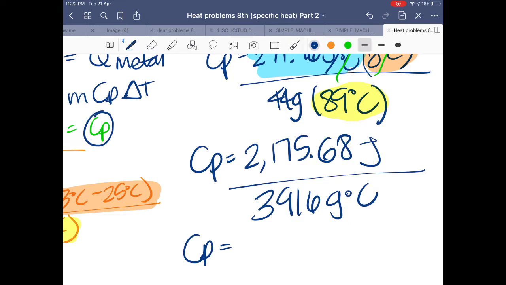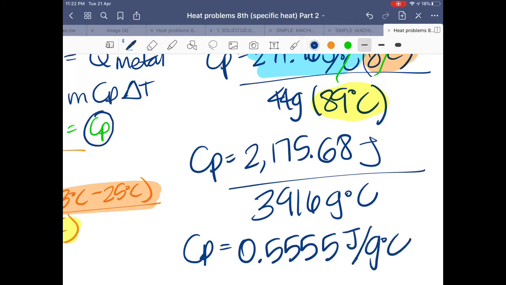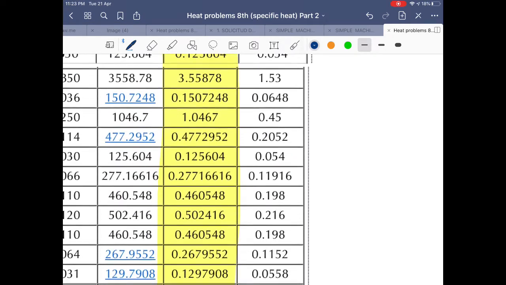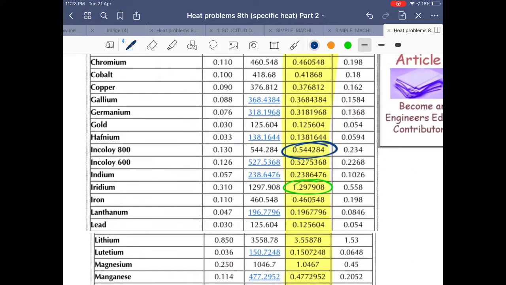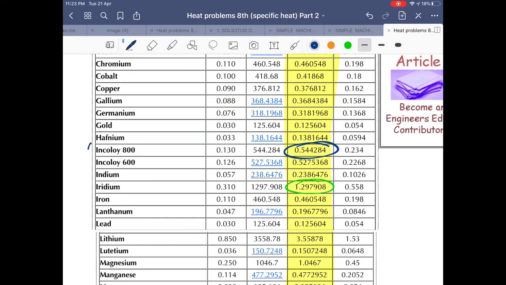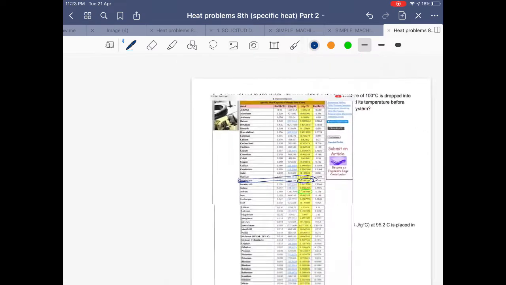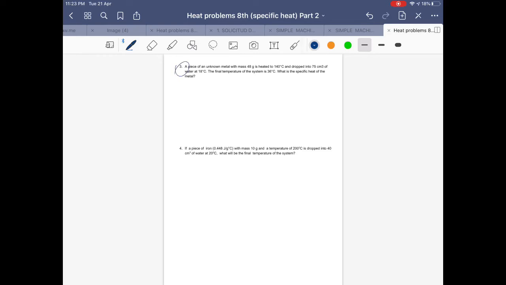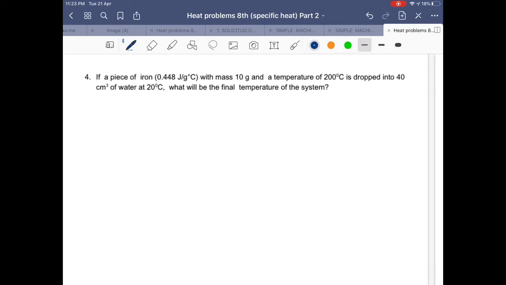So specific heat equals 0.5555 joules over grams per degree Celsius. And again, if you search it on the web, you'll find that the closest one is the Incoloy 800. Now please do problem number 3 by yourselves, and now we'll start with problem number 4.